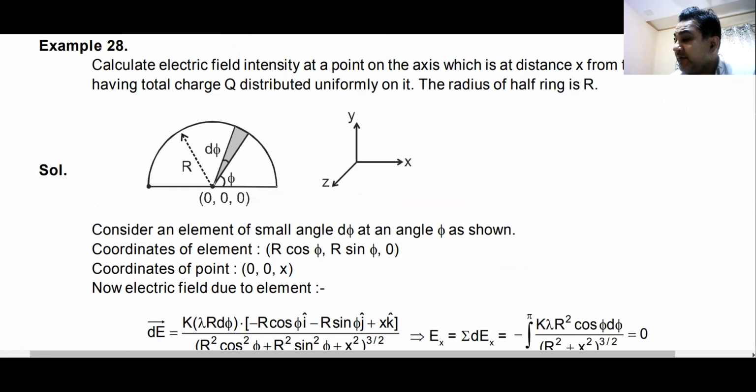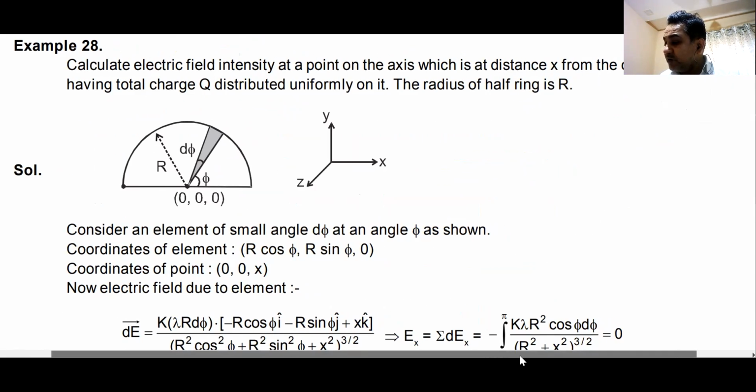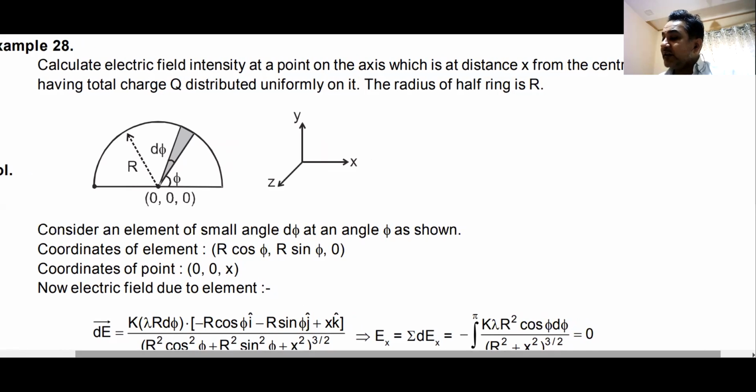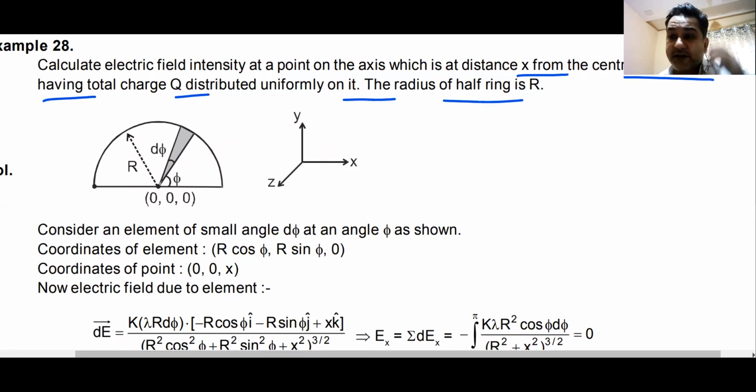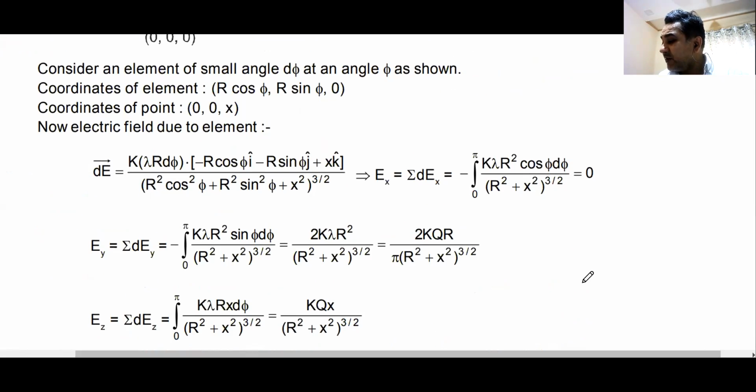Okay, now please remember such questions. I have solved this one for you. Calculate the electric field at a point on the axis which is distance x from the center of a half ring. This is not an entire full ring, this is just half of the ring. For the full ring, I've given the formula. Everyone knows the formula. What is the formula for half ring? Just remember this is the formula for half ring.